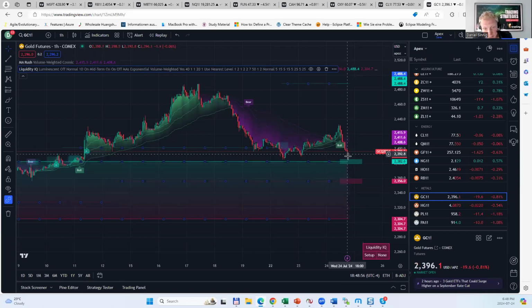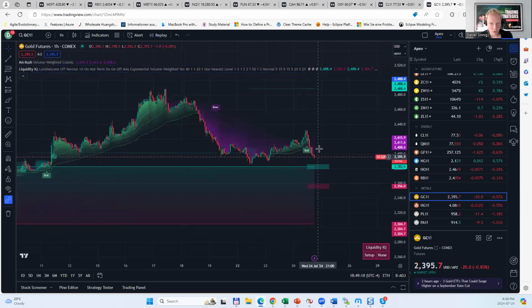If you see a move further down towards perhaps 2,384 or alike, why not potentially look for a long bounce off this level? Your stop loss would just be slightly below this level here at 2,374 around. That's something that you might, or I might, consider moving forward of gold. Let's see where we will end up in a couple of hours.